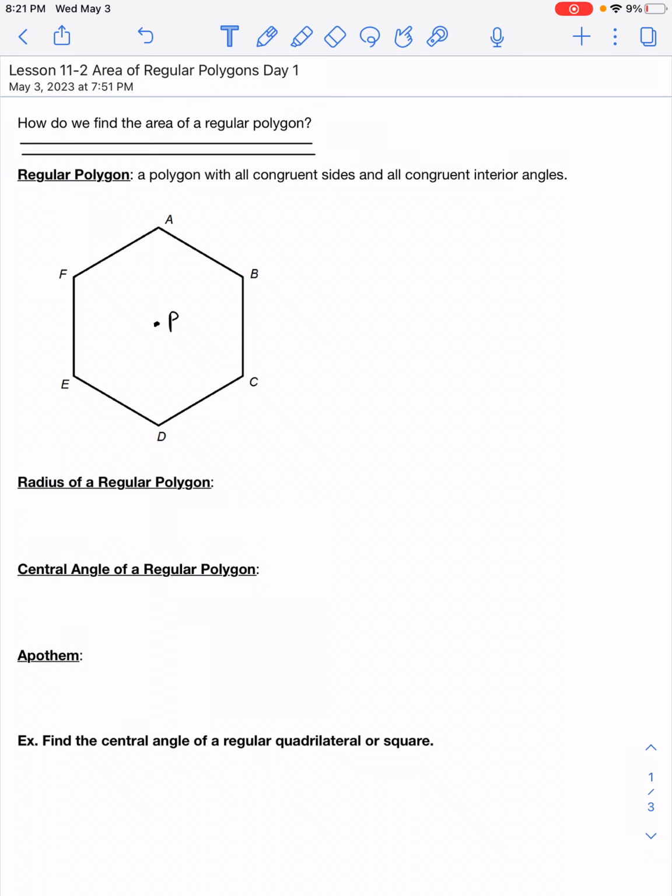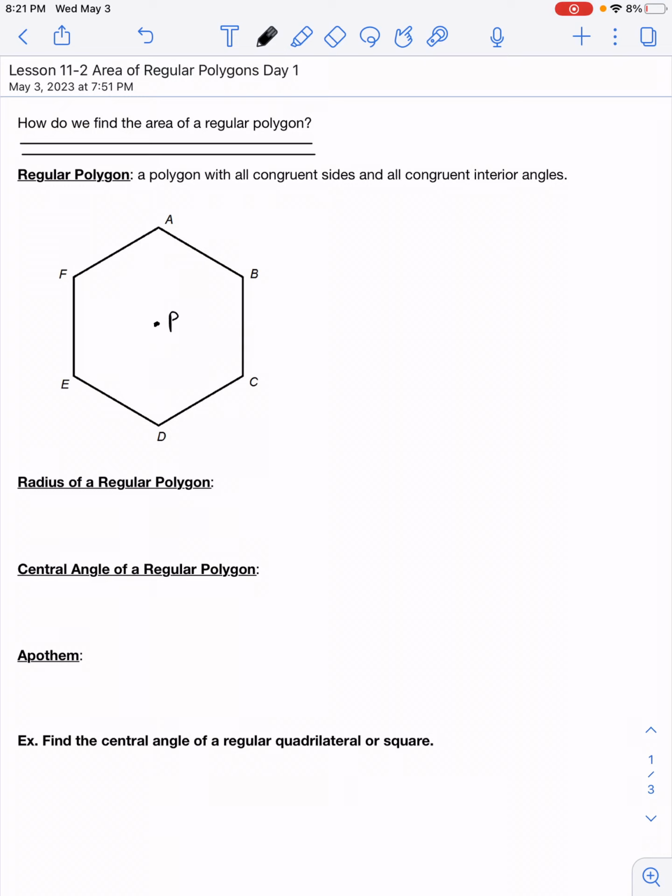Before we get to area though, a couple of vocabulary things that we're going to need to know. First off, just a reminder, a regular polygon is a polygon with all congruent sides and all congruent interior angles, meaning that all the angles have the same measure and all the sides are the same length. New stuff today.